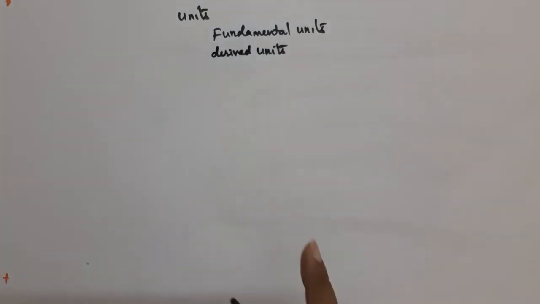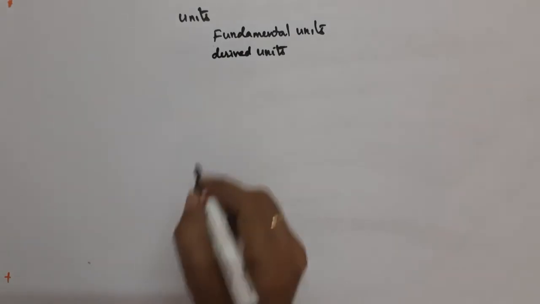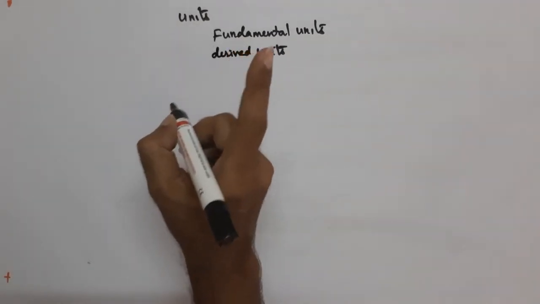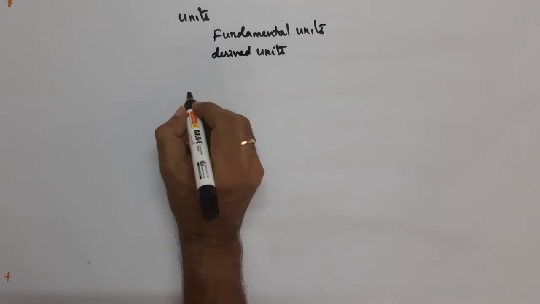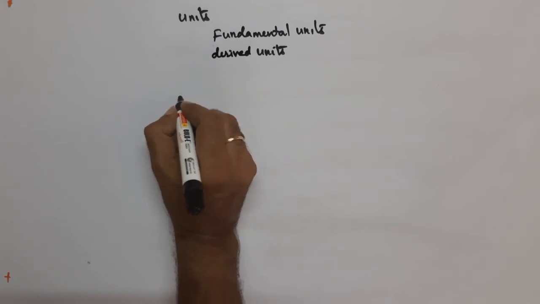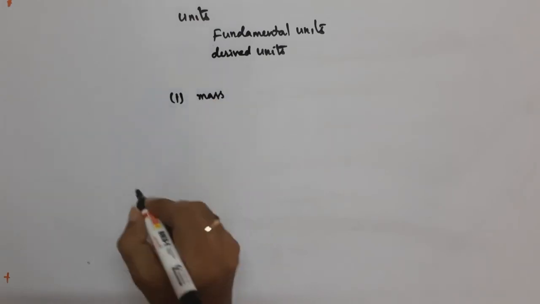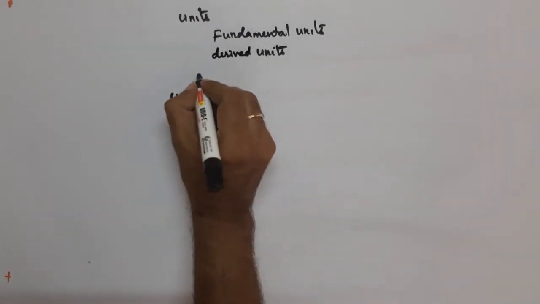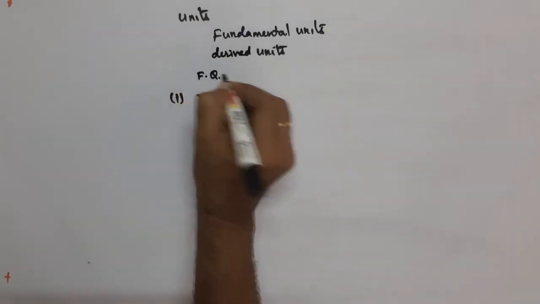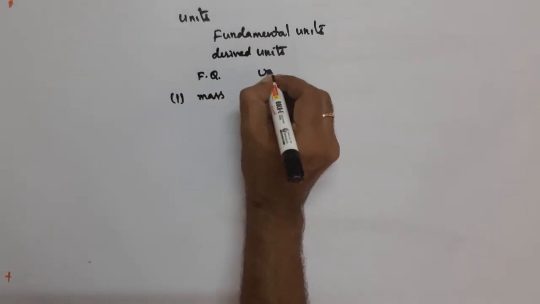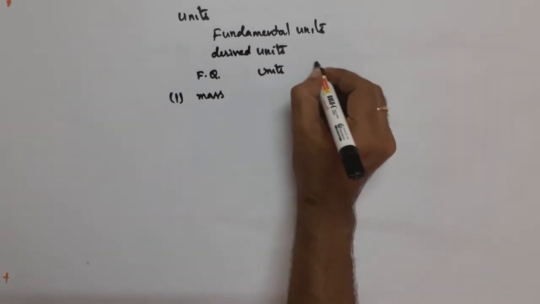Now we will see what are the fundamental units. There are 7 fundamental quantities. Now one by one we will see. The first fundamental quantity is mass. Fundamental quantity, units and symbol.